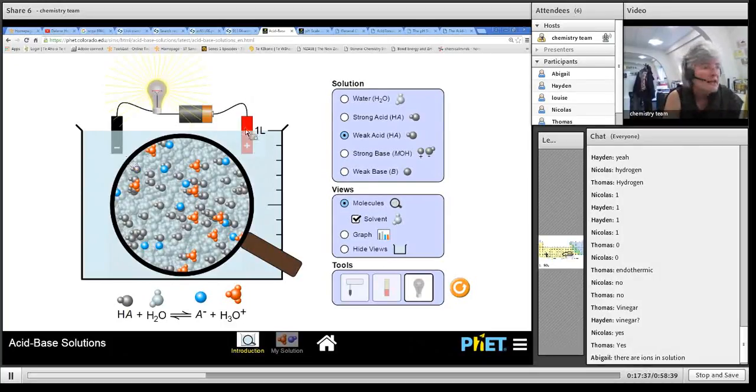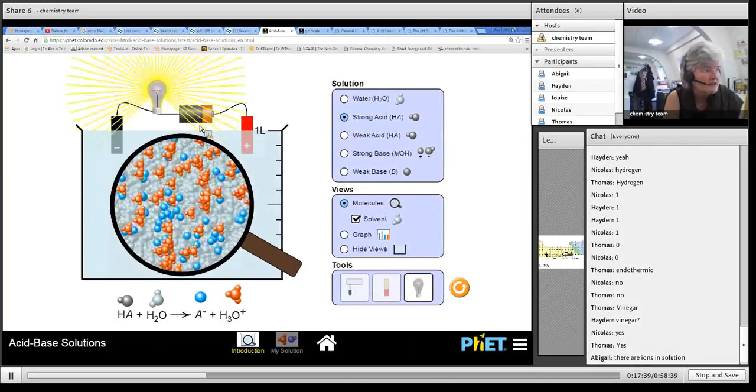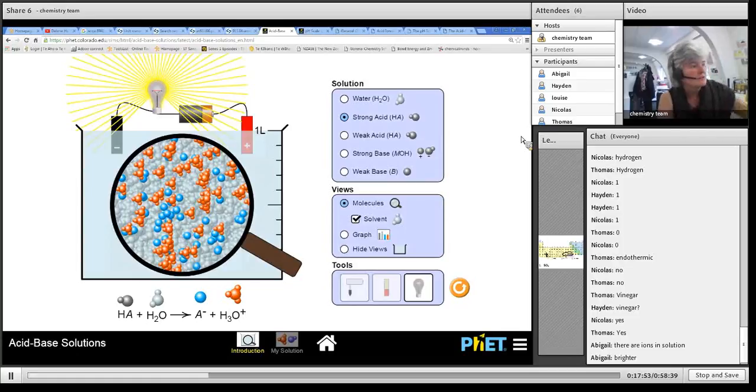Okay, if I have a strong acid, what's happened to the light bulb? Is it, so I see, yeah, it's brighter. So do you think I've got more electricity being conducted there, a greater current or a smaller current?